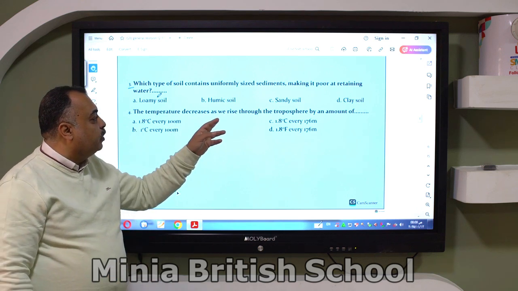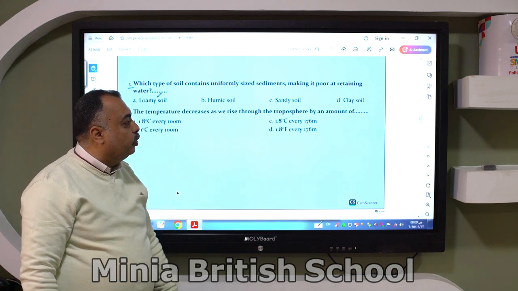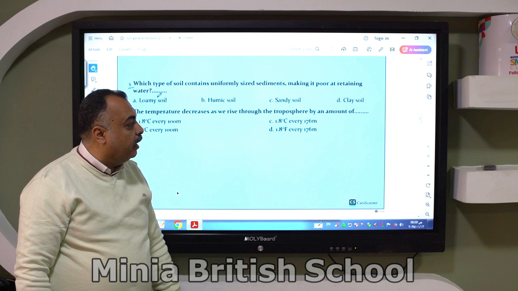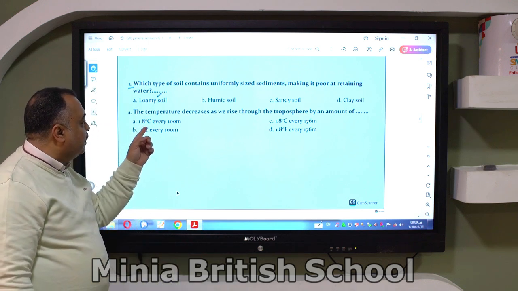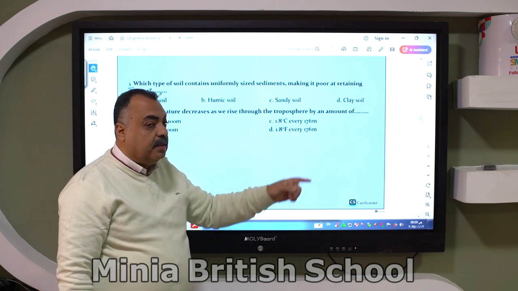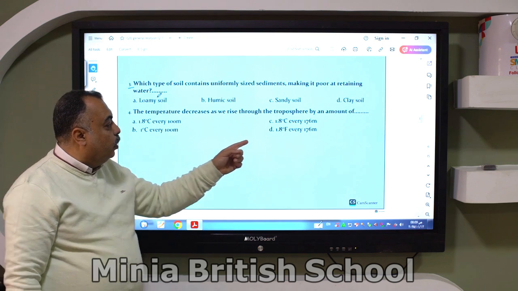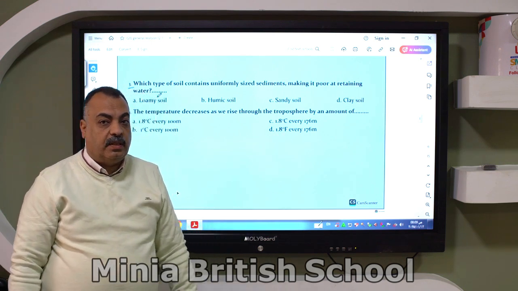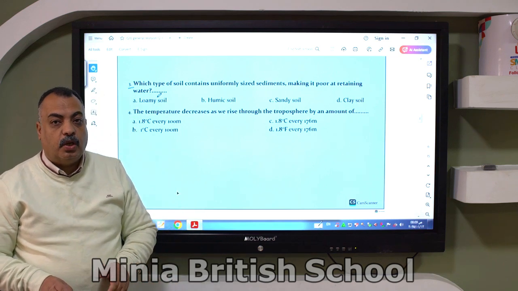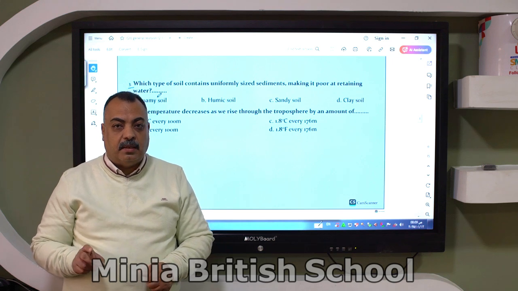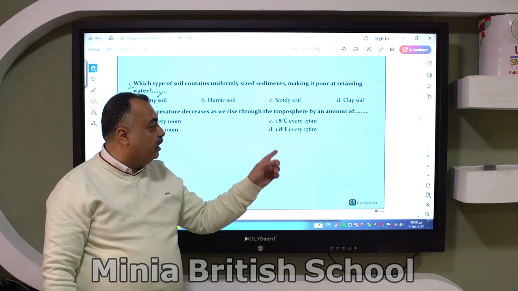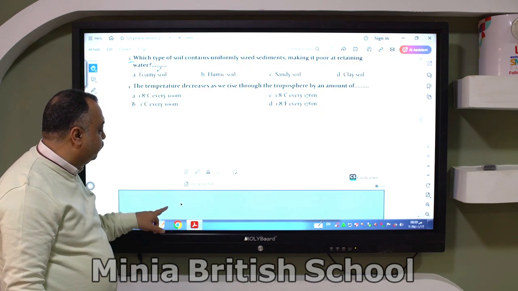Number 4. The temperature decreases as we rise through the troposphere by an amount of 1.8 degrees Celsius every 100 meters, 1.8 Celsius every 176 meters, 1 degree Celsius every 100 meters, 1.8 Fahrenheit every 176 meters. What is the answer? As we know, every 176 meters, the temperature decreases by 1 degree Celsius, which equals 1.8 Fahrenheit. This is the trick here. Okay, so the answer is 1.8 Fahrenheit. The next.